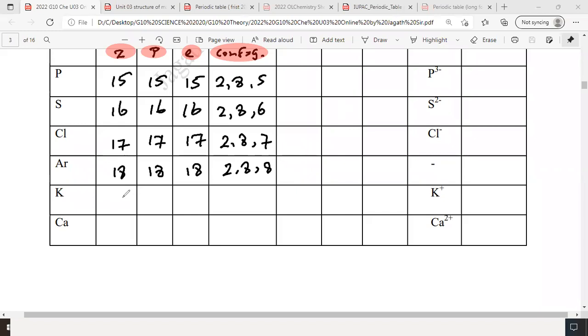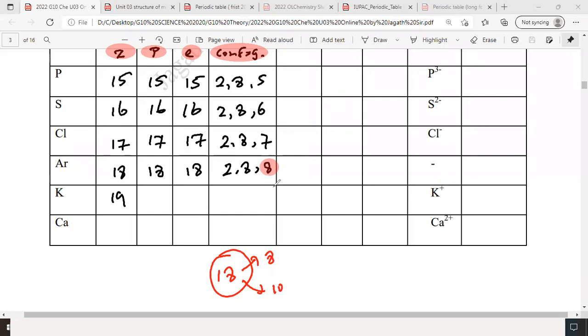Right. The next one, potassium. Atomic number 19. Now, this one highlights a turning point. The third level cannot accommodate more than 8 here. I told you earlier it holds 18, but there are sub levels. So the third level can accommodate 18, but it's divided into two sub shells.